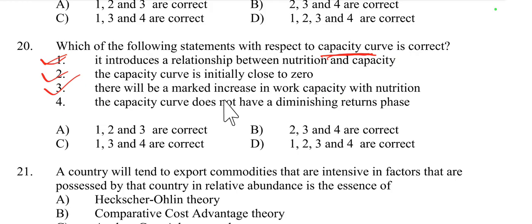Then the capacity curve doesn't have a diminishing returns phase. No, this is not necessarily true, because sometimes capacity also diminishes. So the capacity curve typically does exhibit a diminishing return phase at higher level of nutrition, meaning the statement that it doesn't have a diminishing return phase is incorrect. So here option 4 is incorrect. Option 1, 2, 3 are correct. So option 1, 2, 3 are in option number A. So A is correct here.